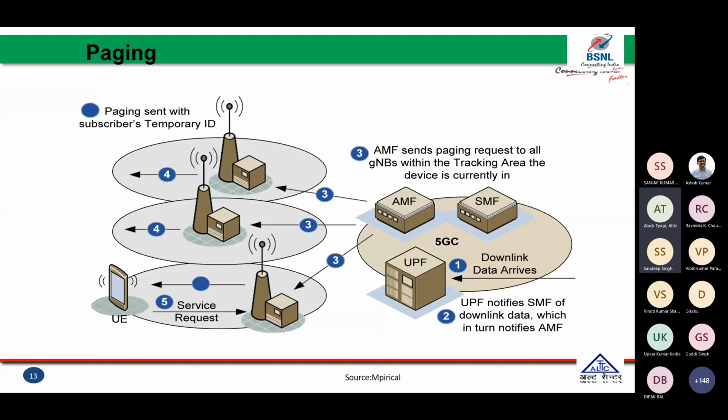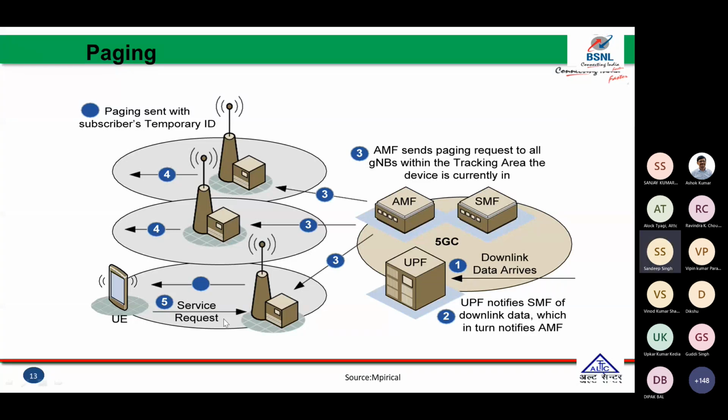The AMF sends the paging request in the tracking area to all the base stations, the gNodeBs, with the temporary ID that was already allocated by the AMF. There are two temporary IDs, 5G-GUTI and 5G-S-TMSI. The 5G-S-TMSI is a shortened form of the 5G-GUTI, so it is generally used for paging because it is a shorter message that increases the paging capacity of the gNodeB.